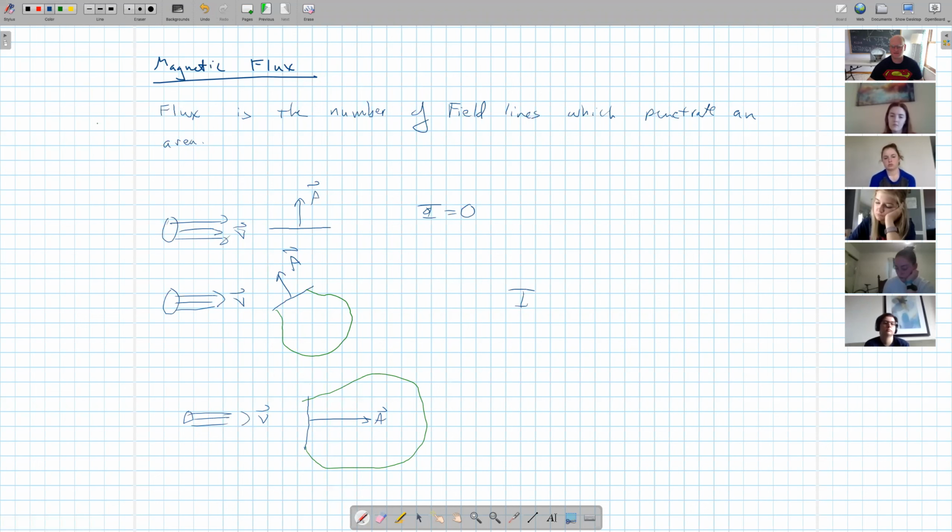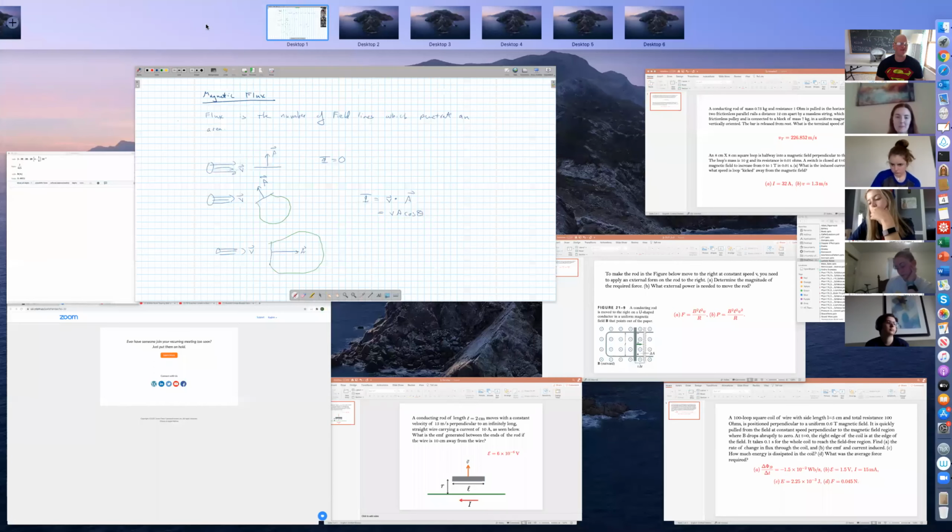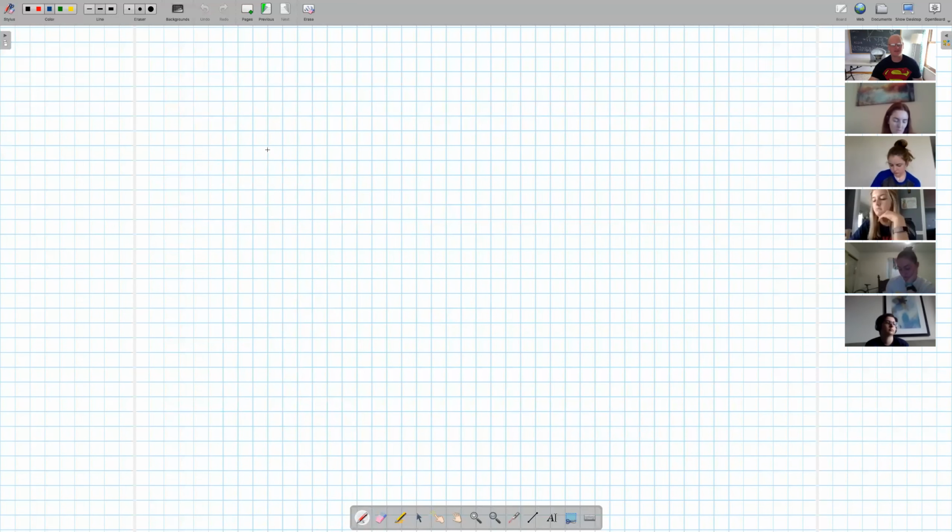Volume flux says that this is equal to the velocity dotted with the area, which is the same thing as the velocity times area times the cosine of the angle between the two. Magnetic flux is basically the same thing, but instead of velocity vectors from the air that I'm blowing, I now have a magnetic field. We define the magnetic flux, phi of B, as the magnetic field dotted with the area, which is the magnetic field times the area times the cosine of the angle between the two.